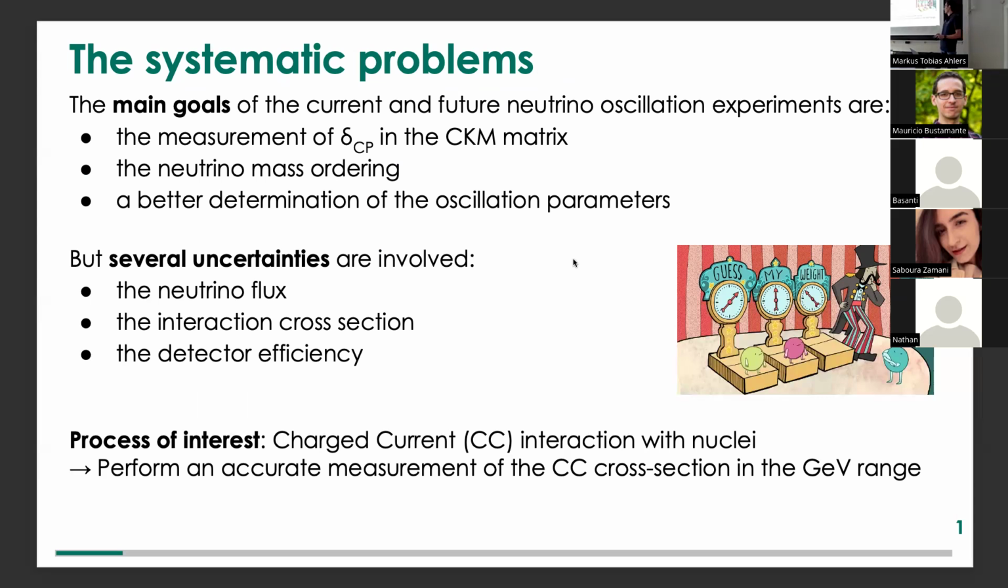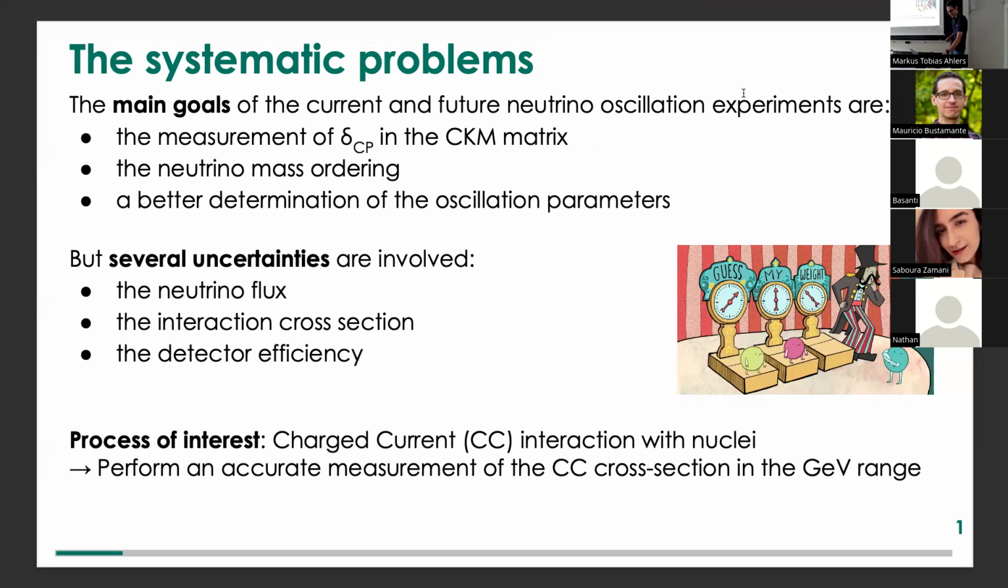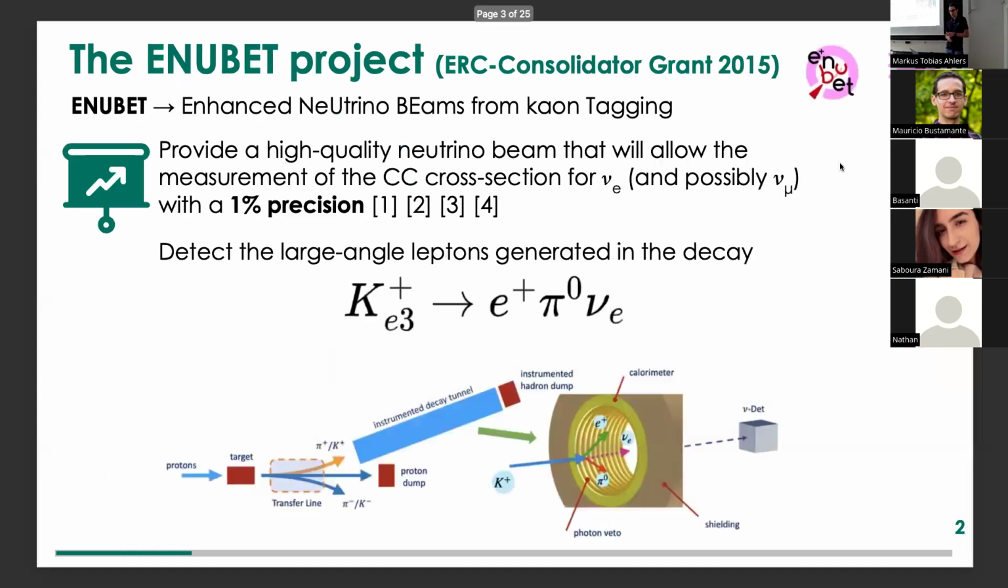Some uncertainties are, for example, the neutrino flux, the interaction cross-section, and the detector efficiency. Our process of interest is the charged current interaction with nuclei in the GeV range. So our idea is ENUBET, enhanced neutrino beams from kaon tagging.